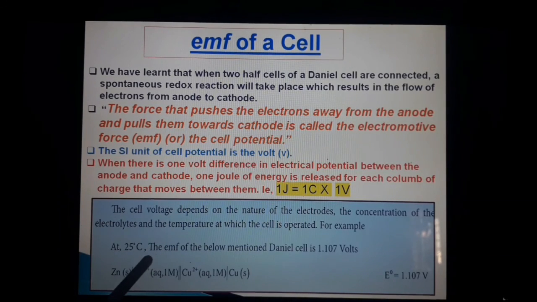Next, the EMF of the Daniell cell is 1.1 volt. I already noted that. See the cell notation: Zn(s) | Zn2+, this is the anode part, then the double slash for the salt bridge, then Cu2+ and Cu. For the aqueous solutions, mention the concentration in brackets, 1 mole, 1 mole.